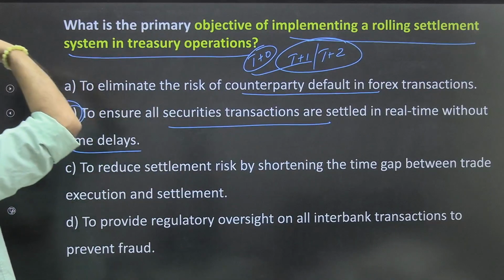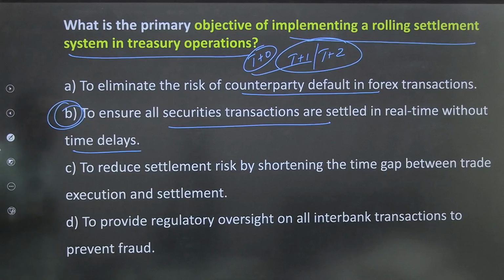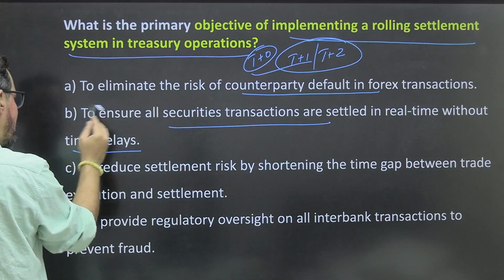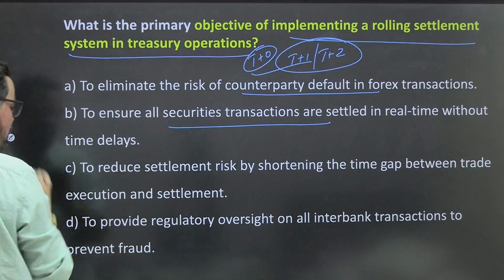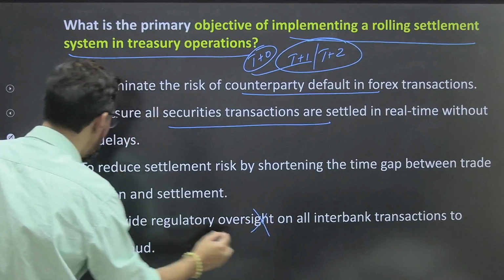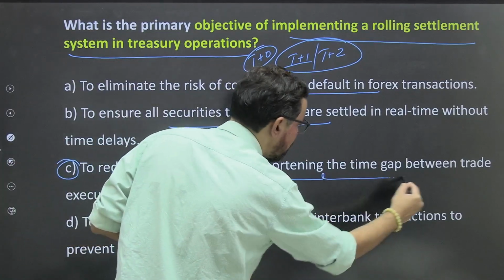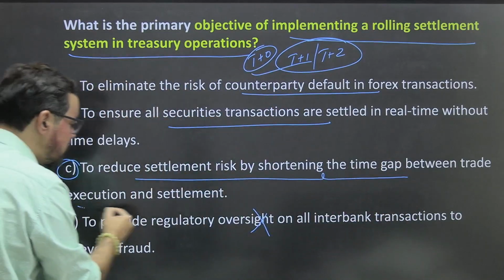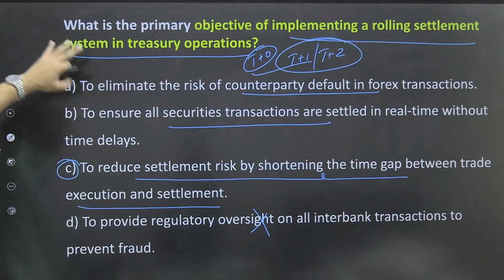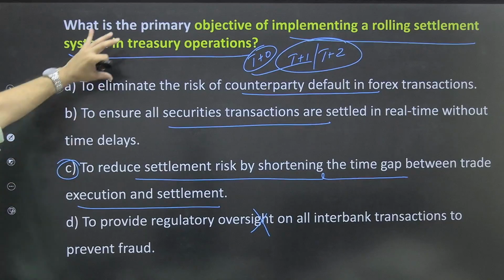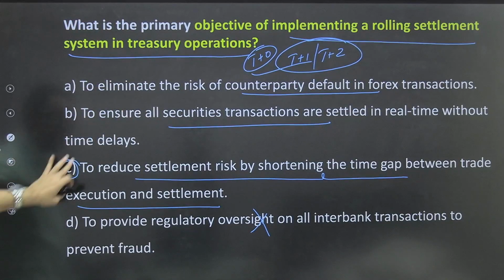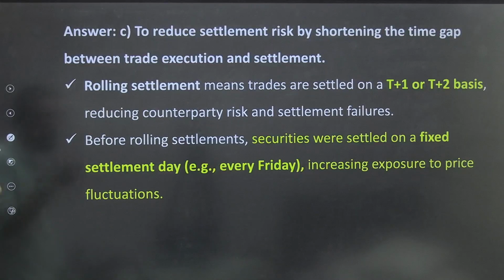To reduce settlement risk by shortening the time gap between trade execution and settlement. Yes, absolutely, we will go for option C. See, all the options are aligned, but the best I found till here is option C, rather than providing regulatory oversight on all. So, to reduce settlement risk by shortening the time gap between trade execution and settlement. So C should be right. The others are also fine, but the exact use of rolling settlement is this: minimize the gap as much as you can. So C is the right answer.